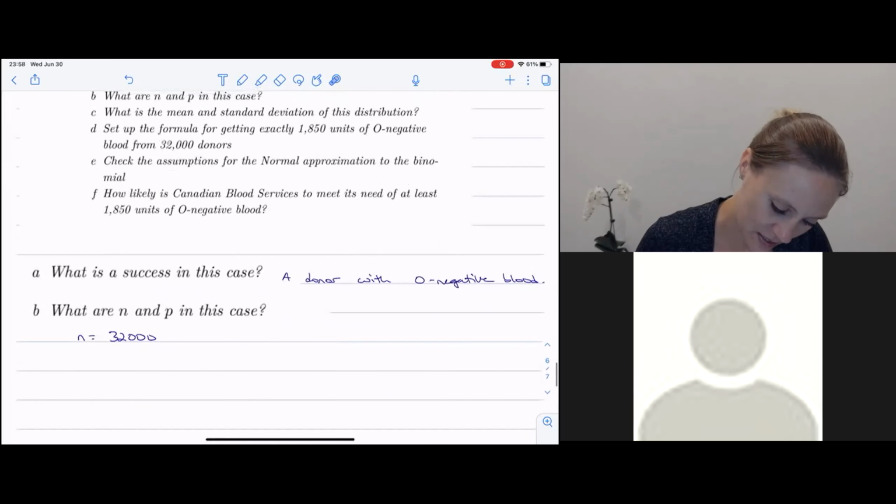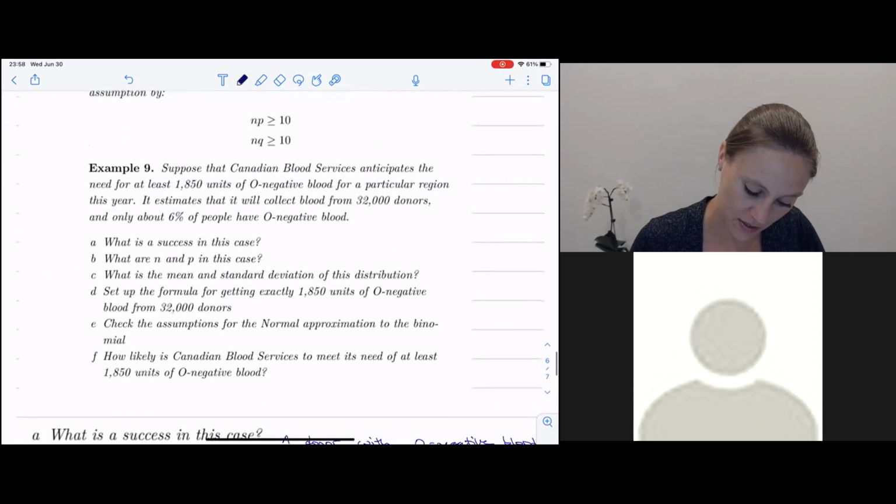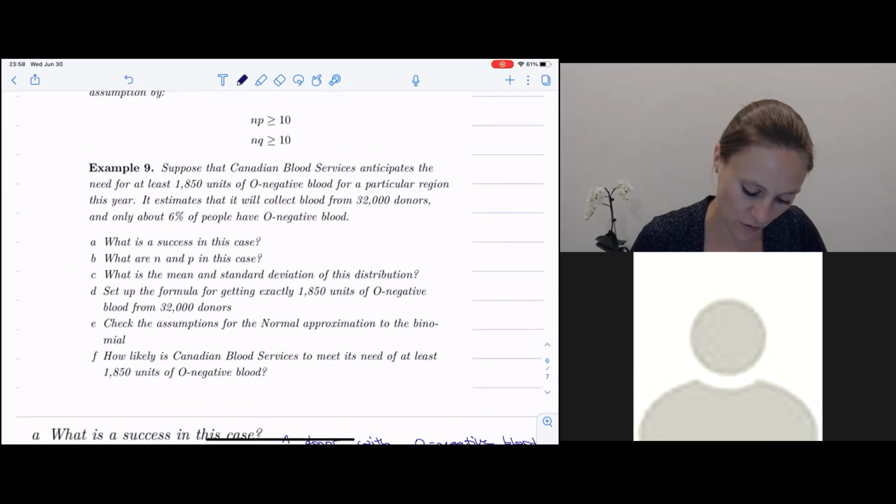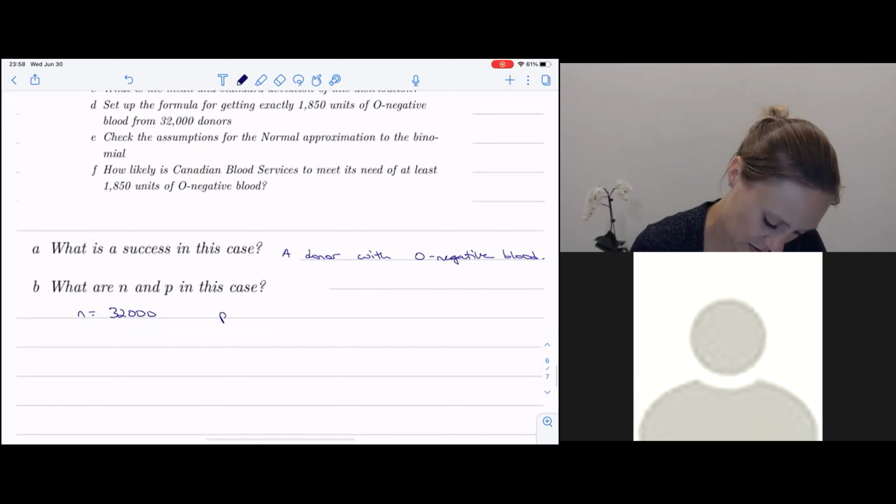And what's P in this case? P is the probability of success. And the probability that a person has O negative blood is 6%. So 0.06.